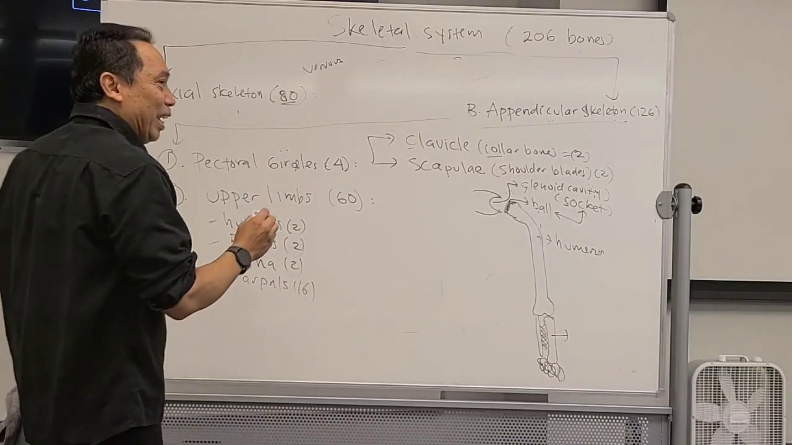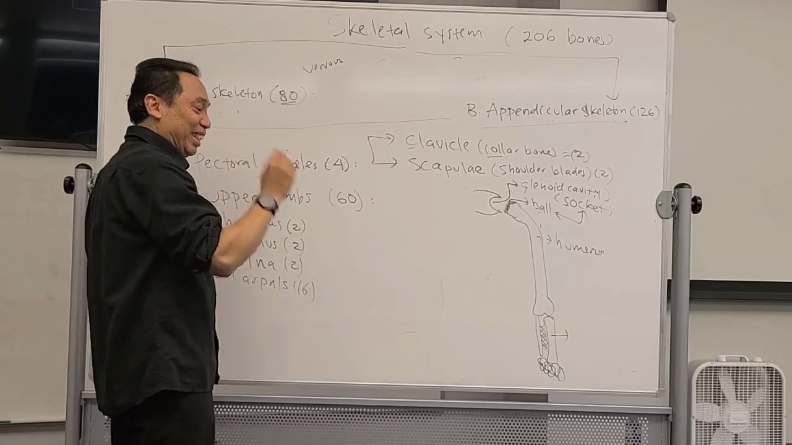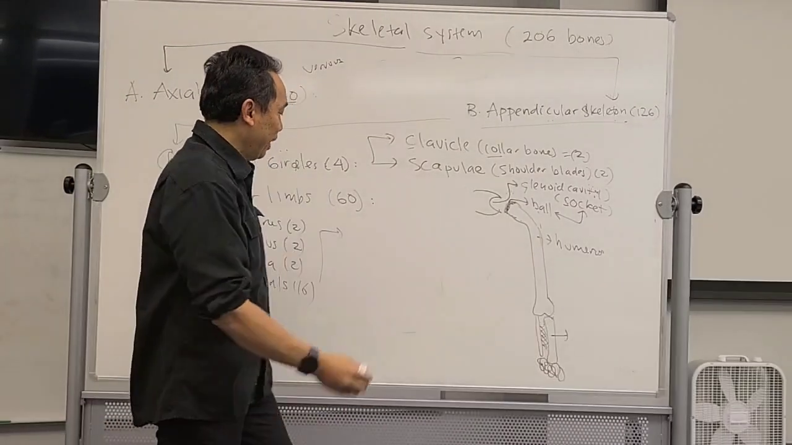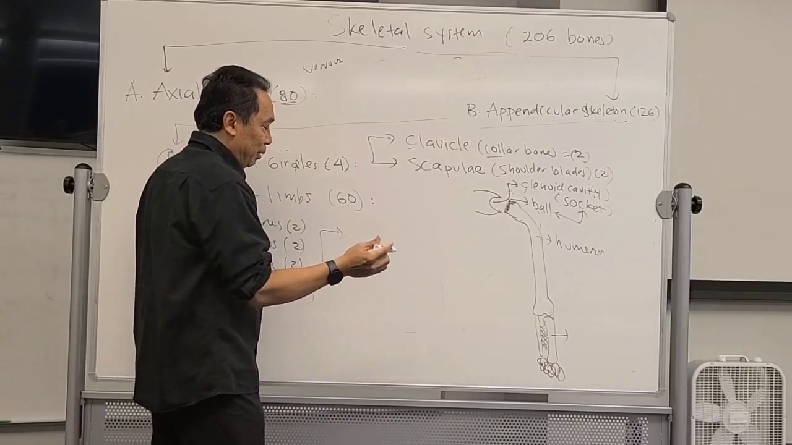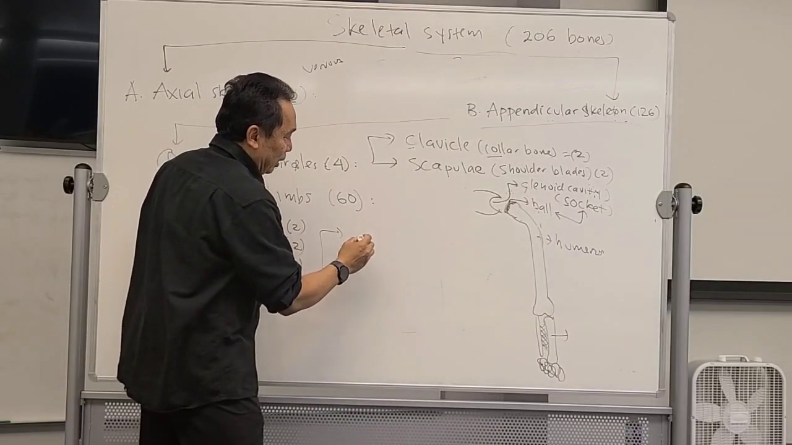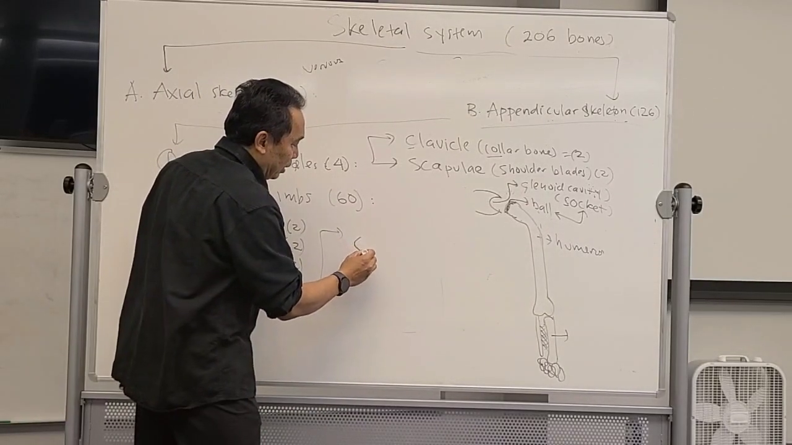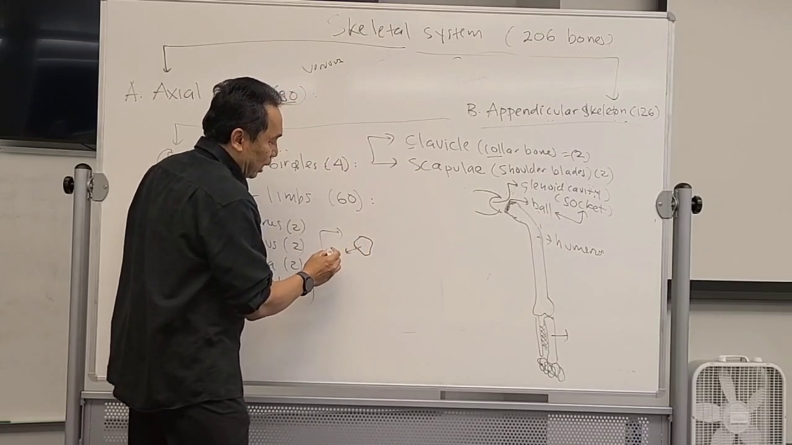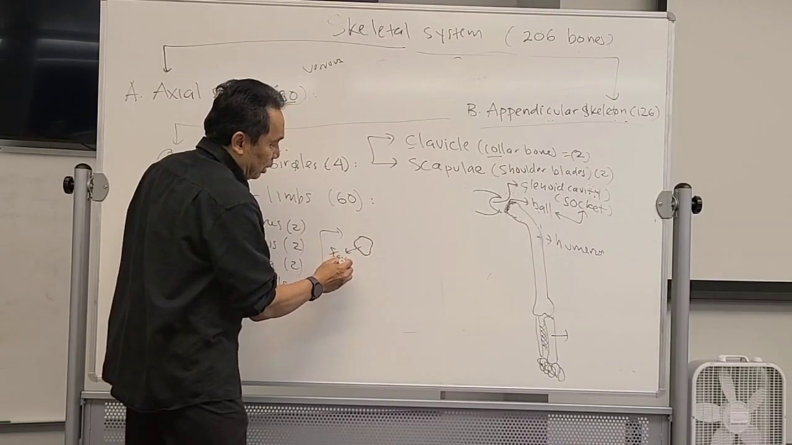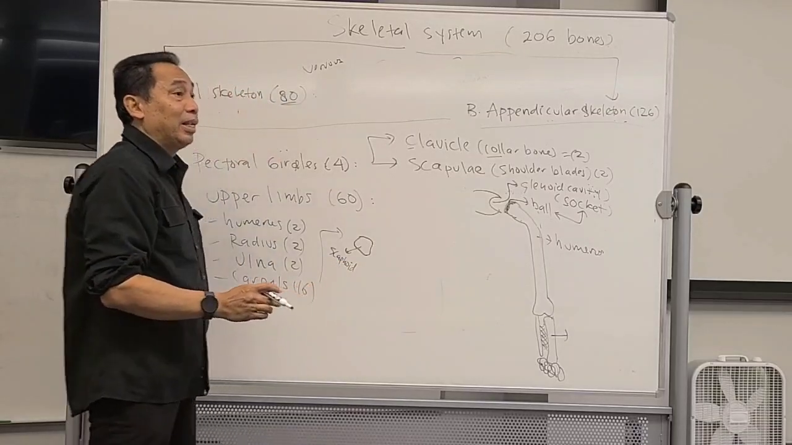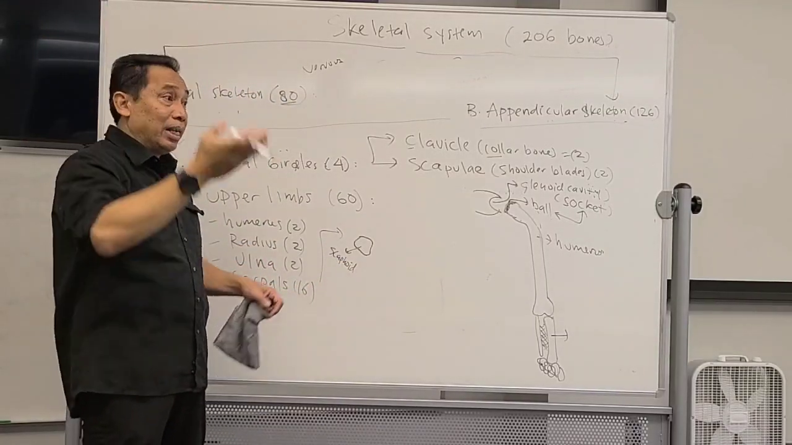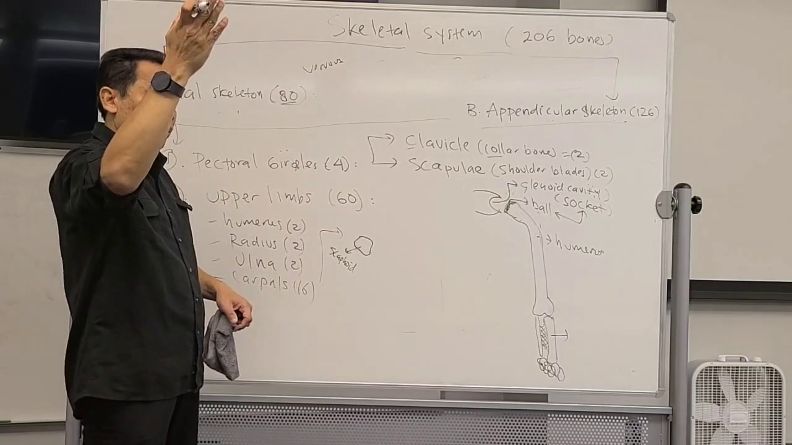Okay, we're gonna name them. Now we're gonna do like this. We start from the thumb side. There is a bone that looks like this. It's called the scaphoid. They actually have 2 rows. The top row has 4 bones. The bottom row also has 4 bones.